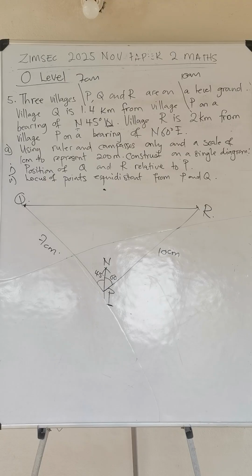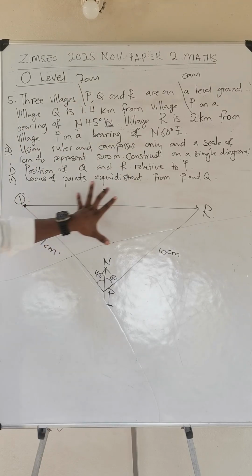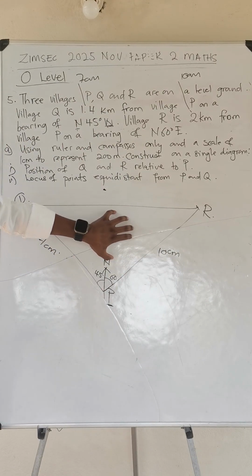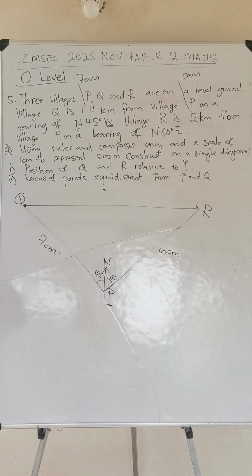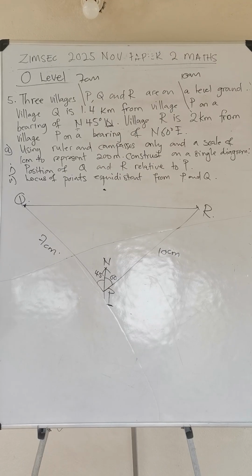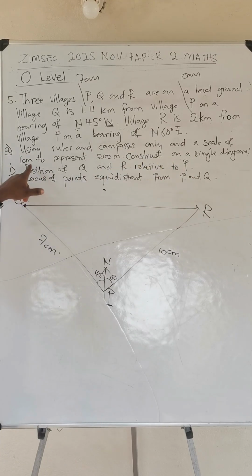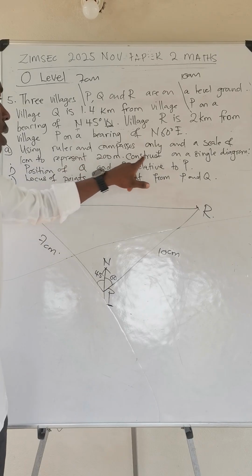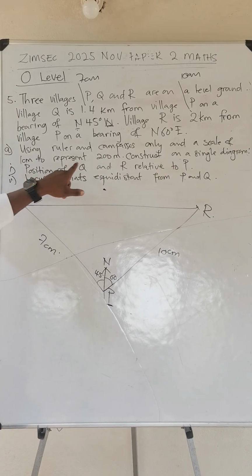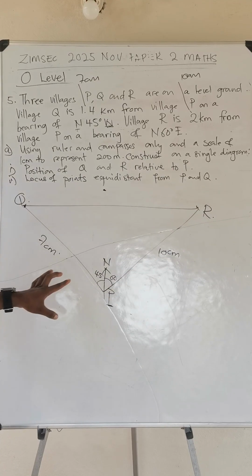So this is our shape, right? This is what our question is saying right now. So we came up with this type of sketch. So this is what we're supposed to do. Okay, so after that, using a ruler and compasses only and a scale of 1 centimeter to represent, construct on a single diagram the position of Q and R relative to P. This is what we have done already.